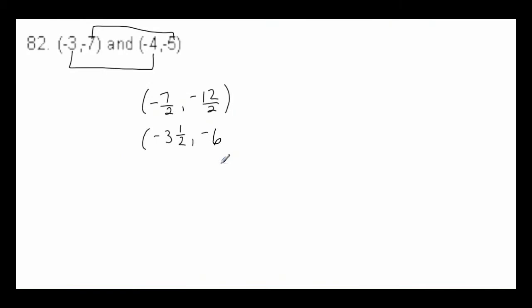82. So this one I'm going to even do another little shortcut. I'm just going to do something like this. I know I add those, and then I know I add these. So negative 3 plus negative 4 is negative 7, and we divide by 2. And then negative 7 and negative 5 is negative 12 divided by 2. Now I only recommend this if you can do your integers in your head. Okay, so that's going to be negative 7 halves, which is negative 3 and a half. And negative 12 over 2 would be negative 6. So midpoint is a fairly easy concept to understand and to perform.